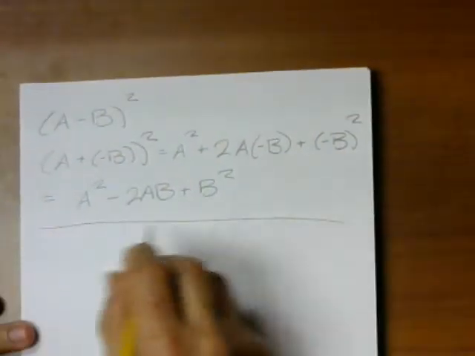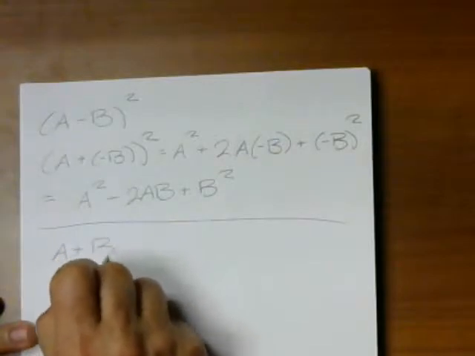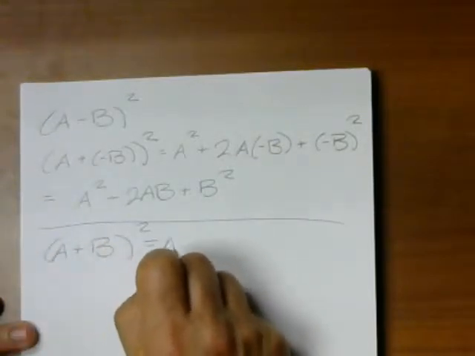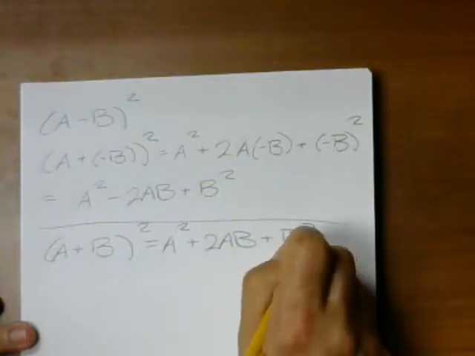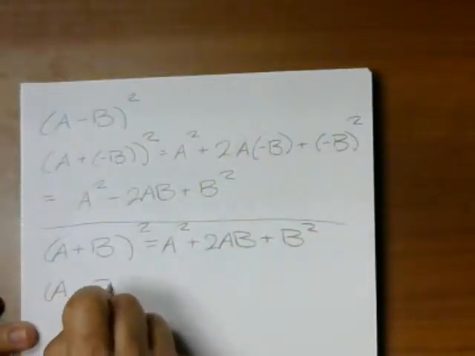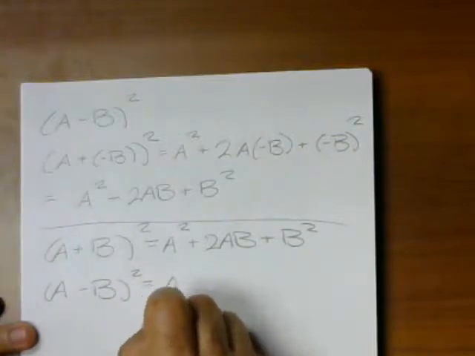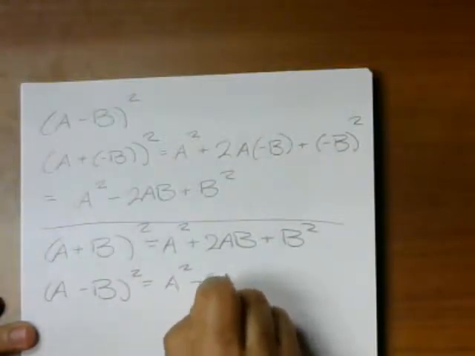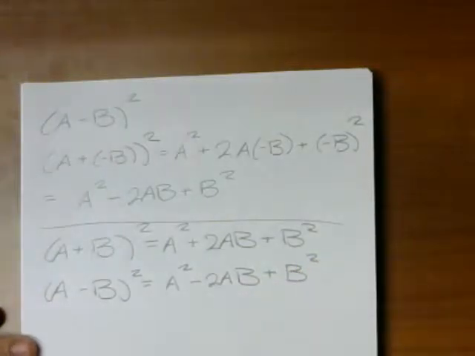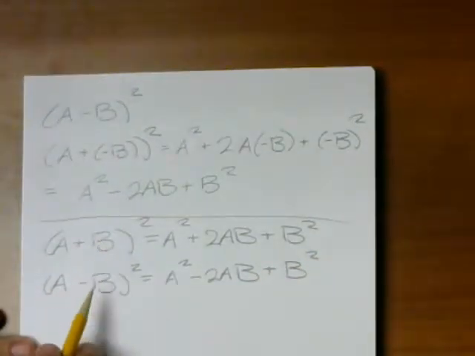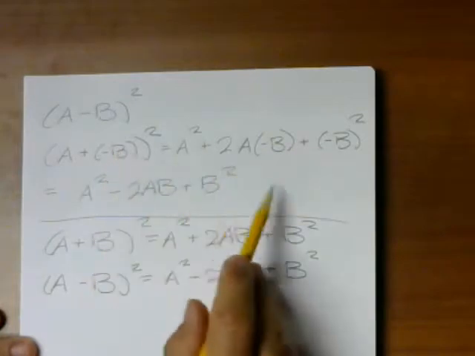So let's write our two formulas side by side. A plus b squared equals a squared plus 2ab plus b squared, and a minus b squared is equal to a squared minus 2ab, but again, plus b squared. Of course, if you know this one, you also know this one, because this is how I can get it.